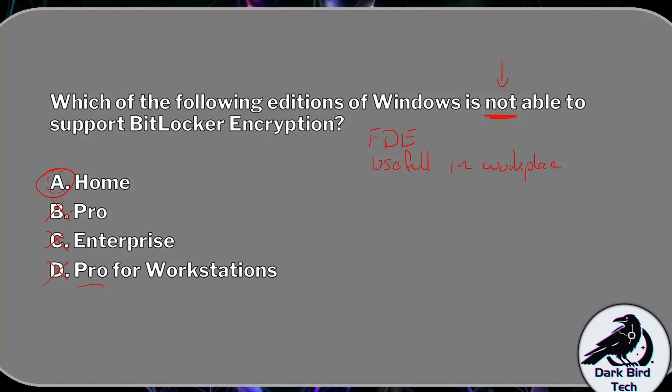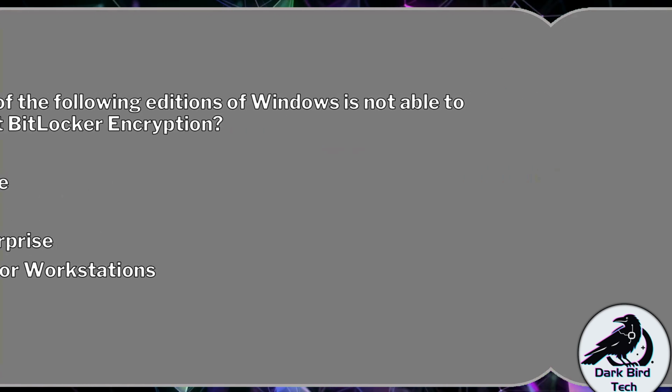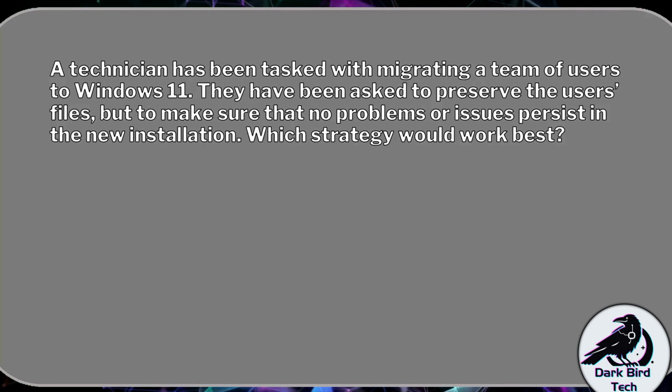Home edition of Windows does support BitLocker To Go, where you can use BitLocker in password mode to encrypt a removable drive, but not for your internal disk, which is what normal BitLocker is. Okay. Looking at the next question.